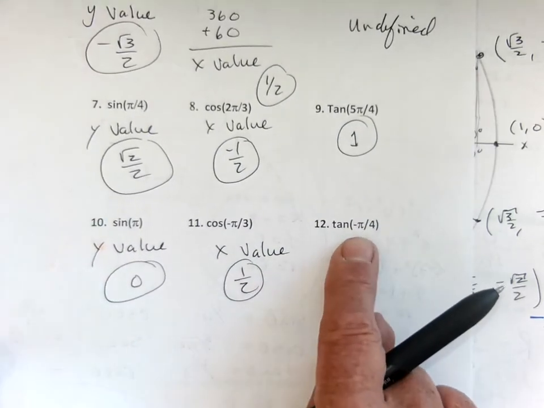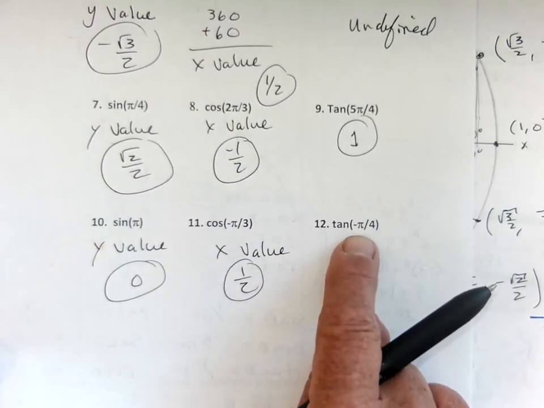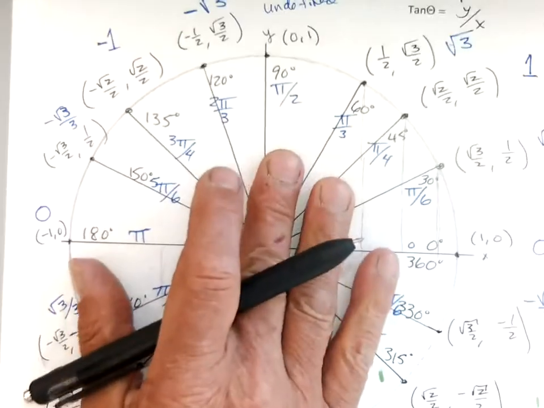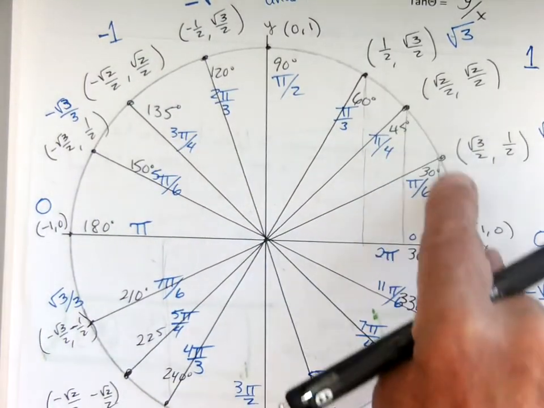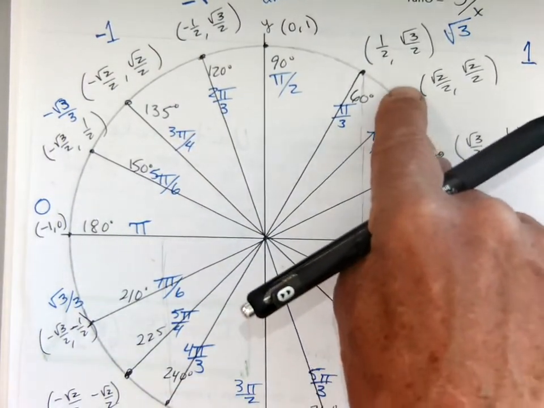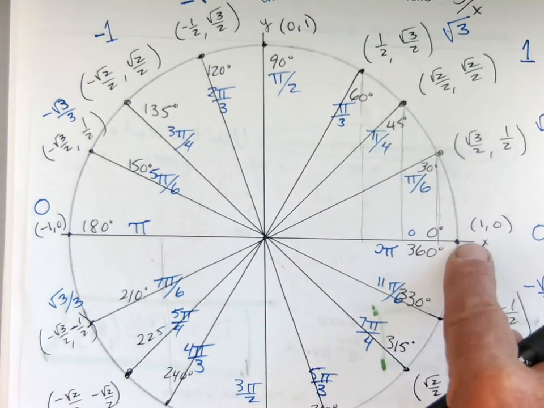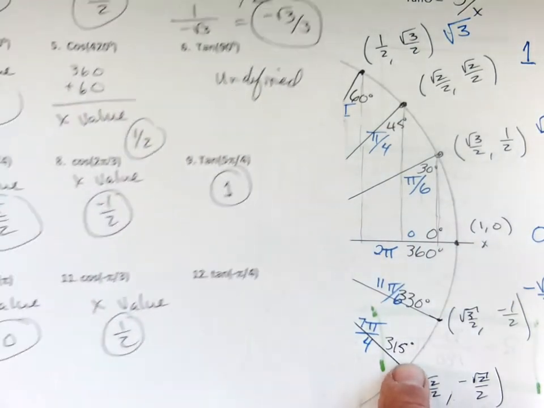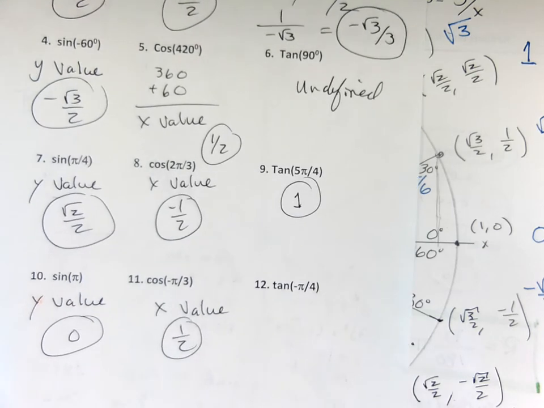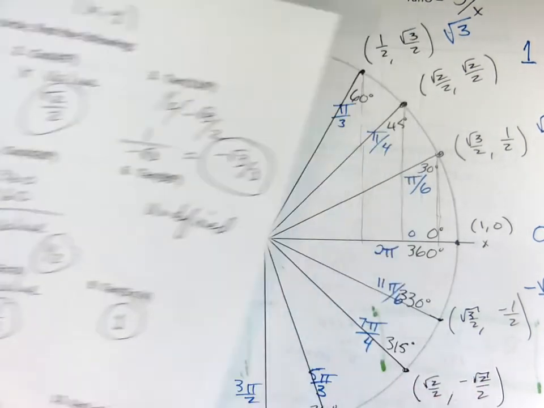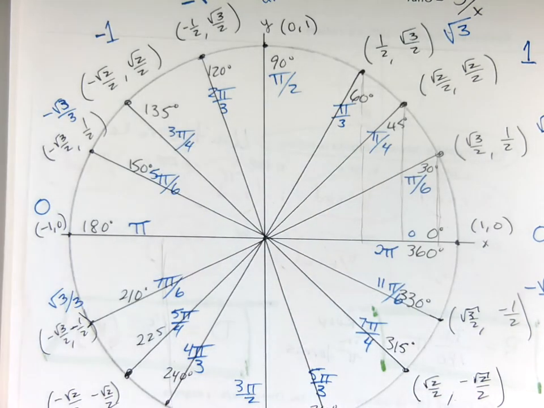Tangent of negative pi fourths, okay? The tangent values are on the outside, but negative pi fourths, again, is a rotation. If pi fourths is a rotation to here, then a negative pi fourths is a rotation to here. I'm looking for the tangent value, which is -1. Okay, that is what I have for us.